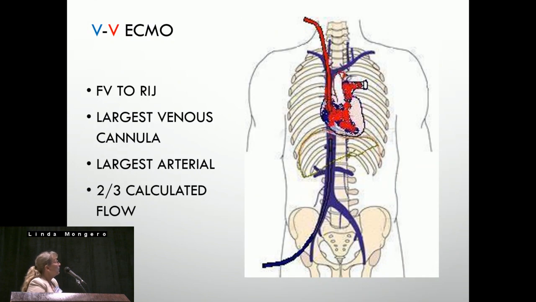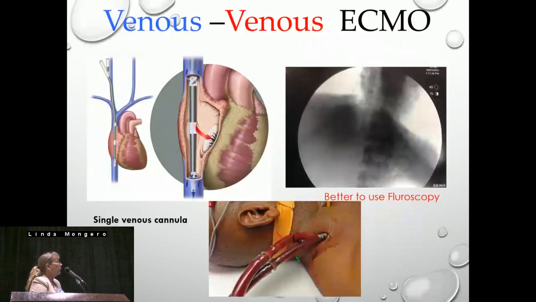So V-A ECMO, femoral vein to right internal jugular, you should try to use, if you can, the largest venous cannula, the largest arterial cannula. And still, you will only get about 2/3 of the calculated flow. But go for the biggest cannula possible.